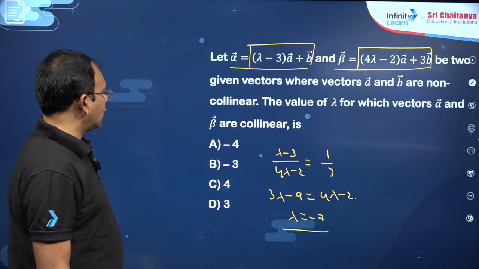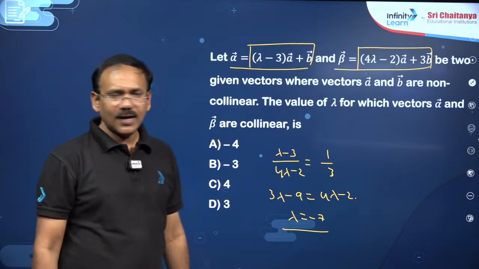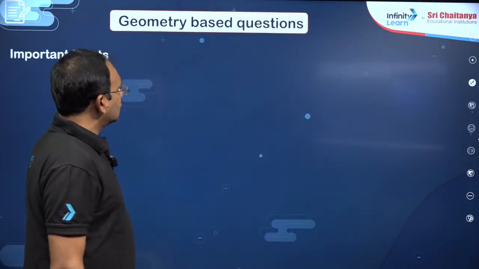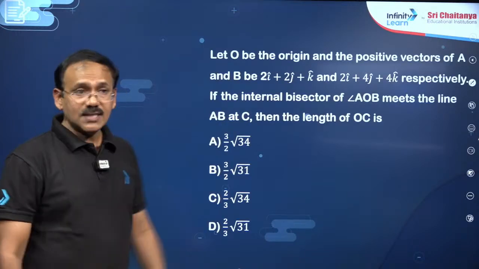So lambda is equal to minus 7 you have to get. Okay, so you just check the calculation part. Then next, my dear friends, geometry based questions also very simple here.